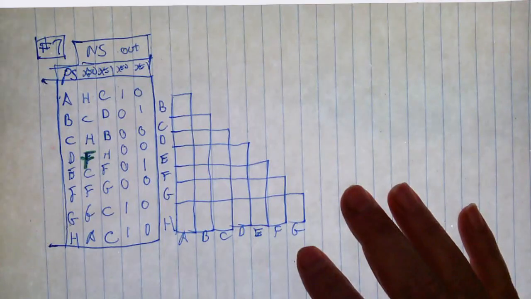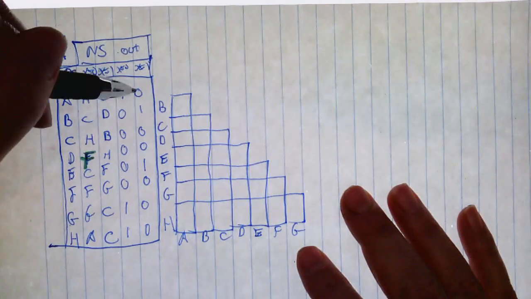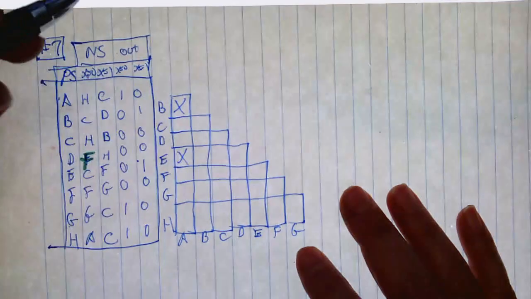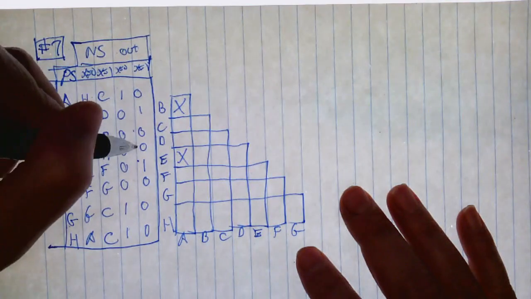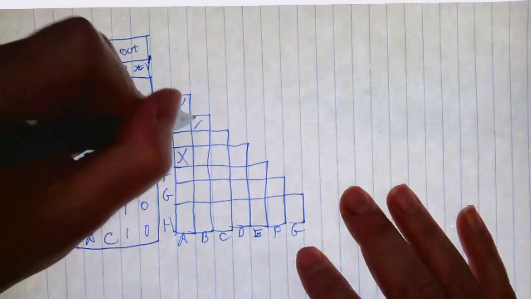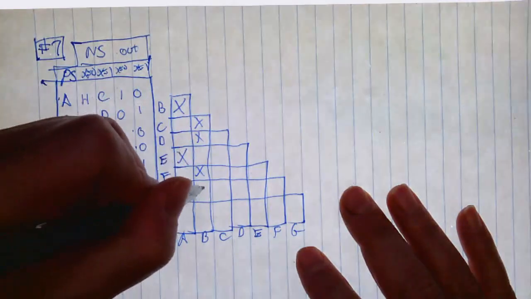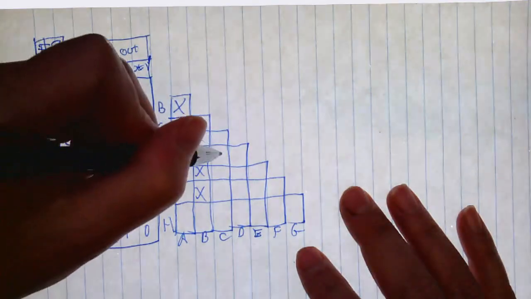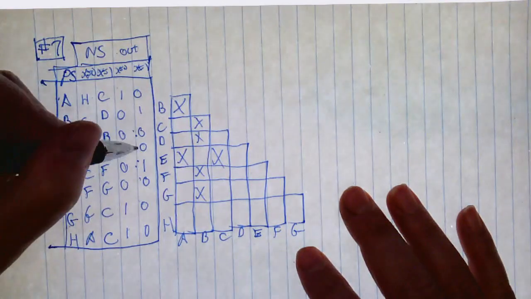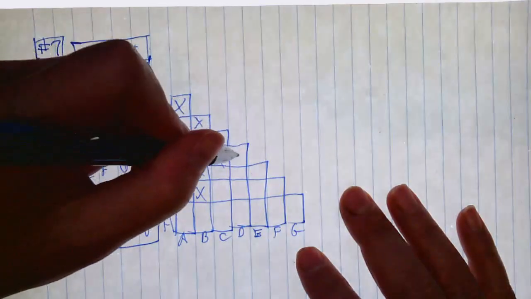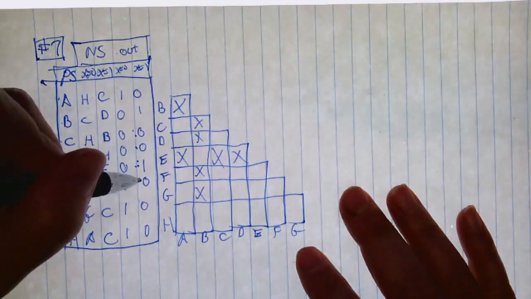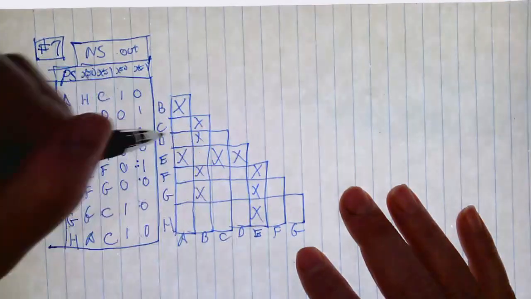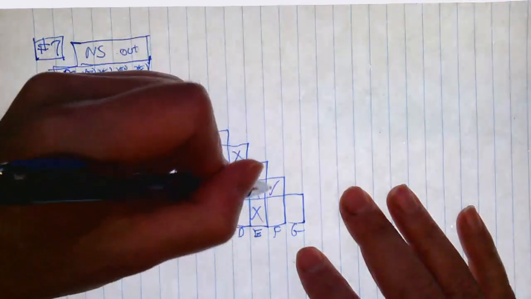And now what we'll do is we'll take a look at the outputs. A is different from B, E, and that's it. B is different from C, D, F, and G. C is different from E. D is different from E. E is different from F, G, and H. F is different from G and H.